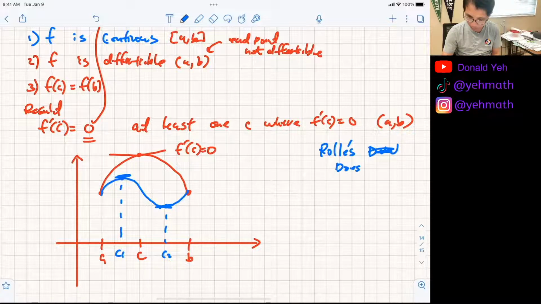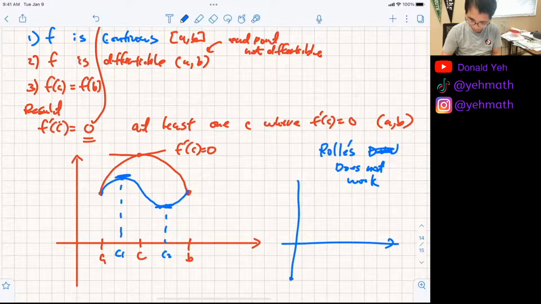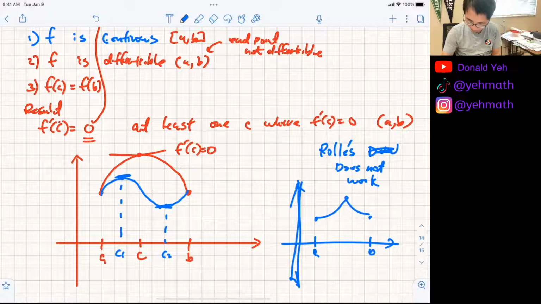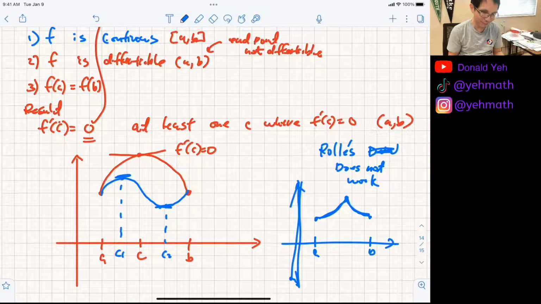It does not work if you have A and B here and you have a cusp. If you have a cusp like this, it doesn't work because f prime of C is undefined. It's not f prime of C equal to 0. So this one does not work.